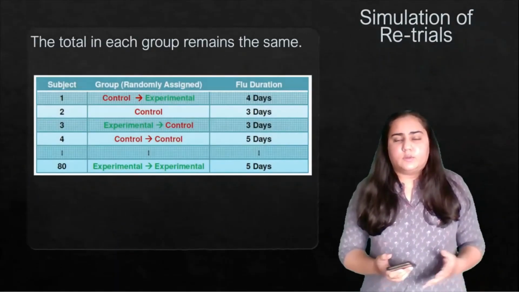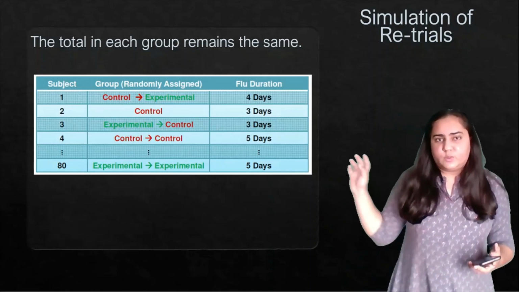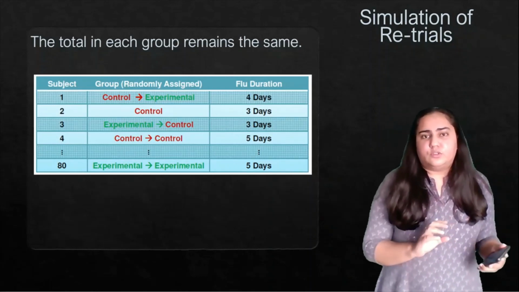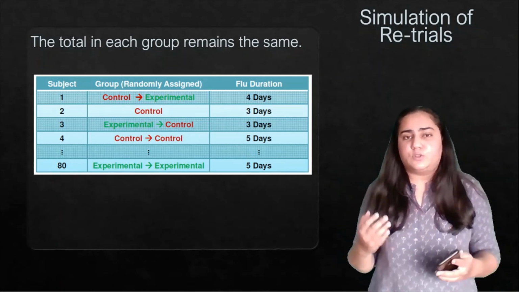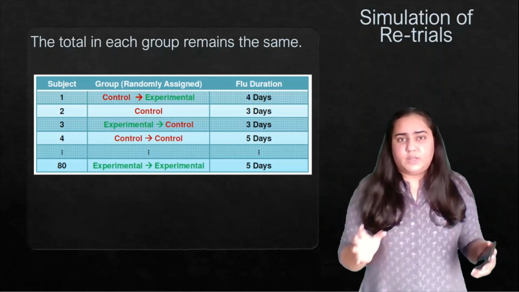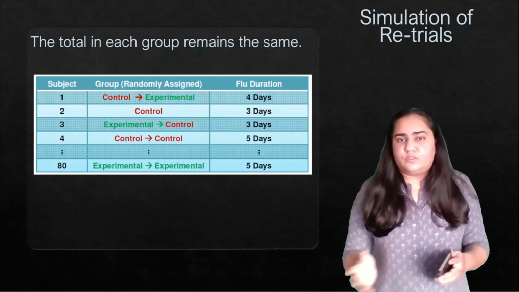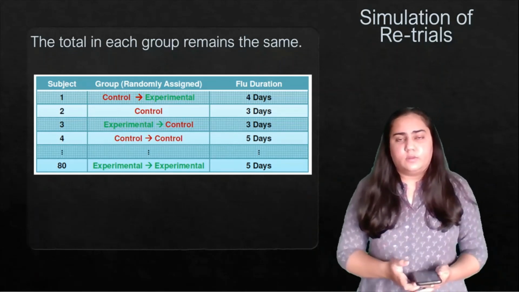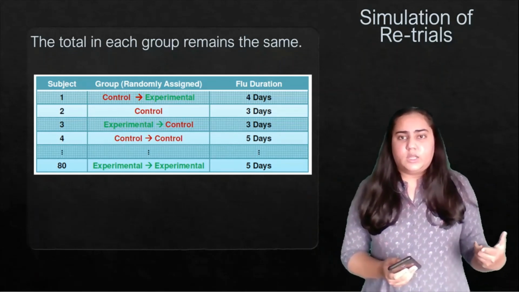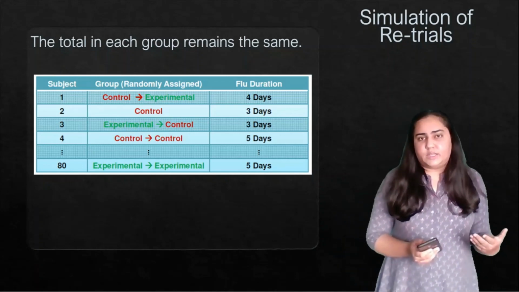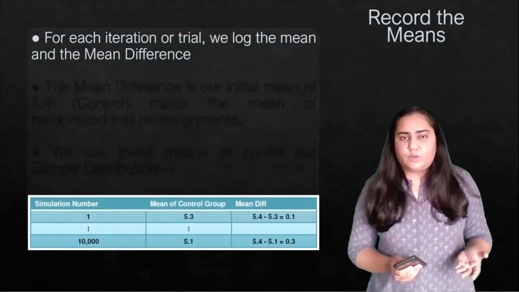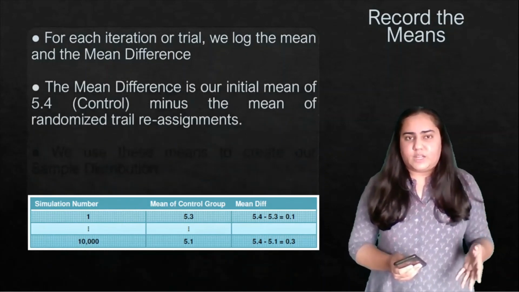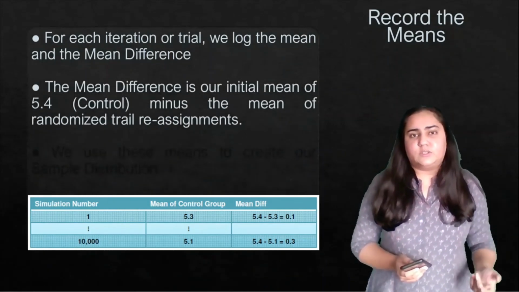So this is what we have done. The first volunteer we have shifted from control to experiment, and the third one we have shifted from experiment to control, and so on. So we are randomly going to just move the data points from one group to another. And then we will run the experiment again. We'll try to calculate the mean values again. And once we have calculated the means, then we will record those means. We'll record the mean values average for all these simulations that we are running.